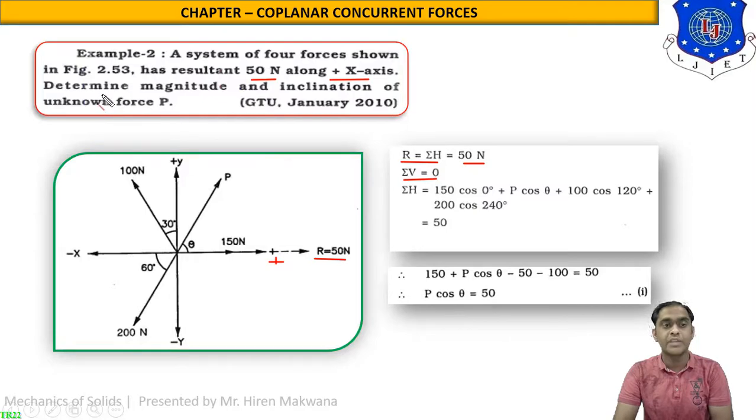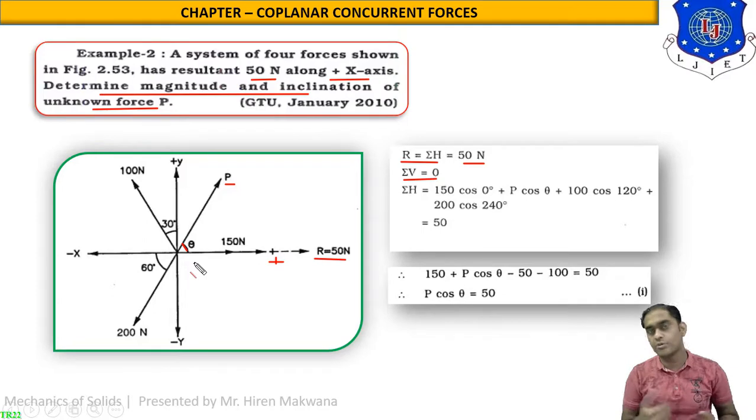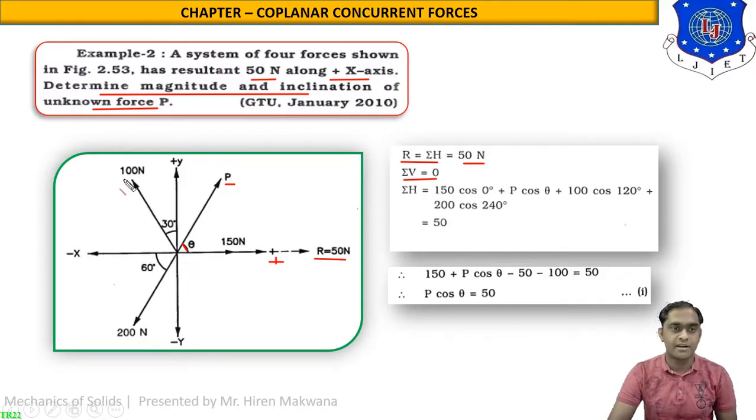What we have to find? Determine the magnitude and inclination of the unknown force P. You can see in the figure, this is the unknown force P and the angle which is unknown, which is theta. So we have to find P and we have to find theta. The forces are 100 Newton, 200 Newton, 150 Newton and P.